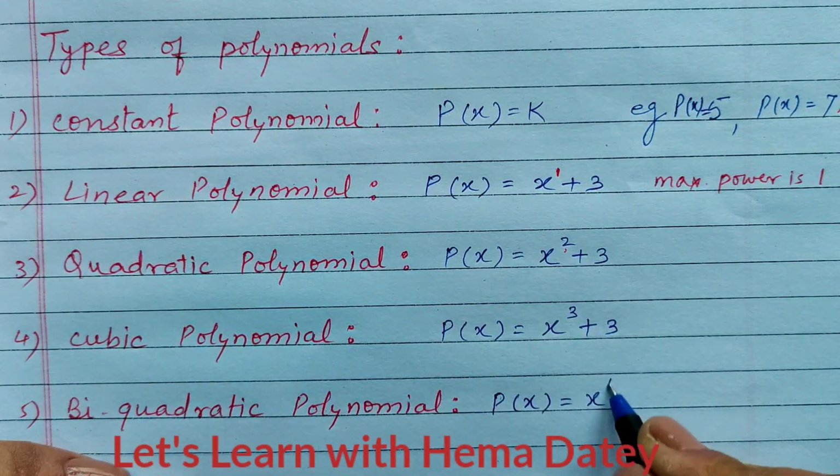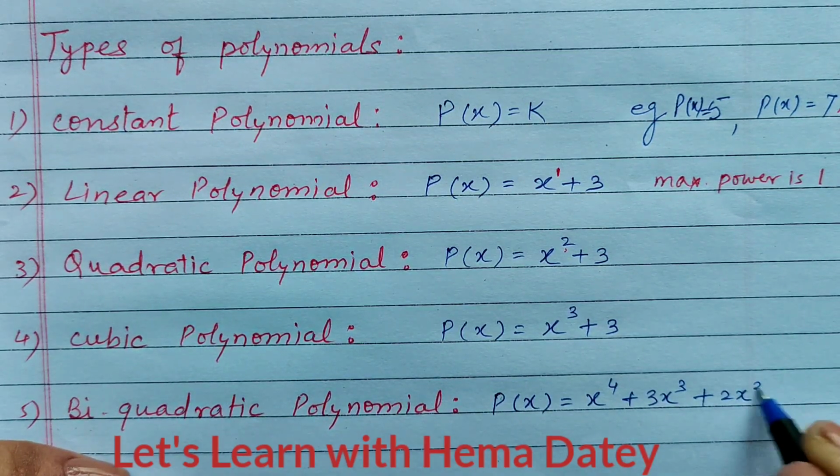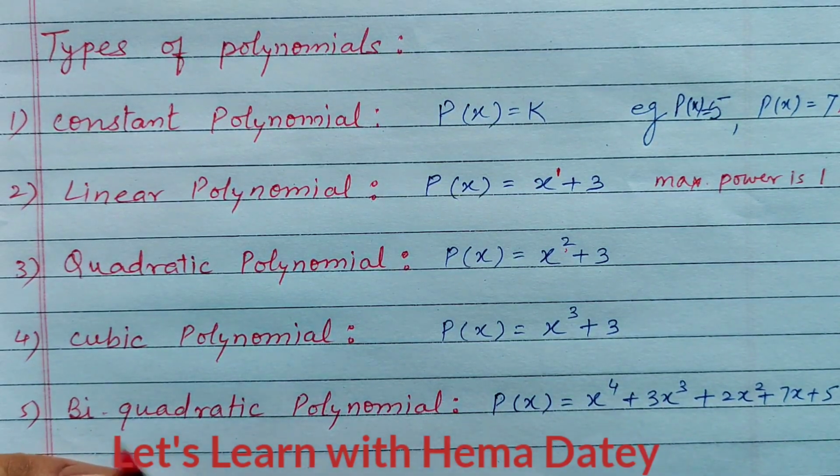Next type is a biquadratic polynomial. Example p(x) equals x4 plus 3x cube plus 2x square plus 7x plus 5. Here the maximum power of x is 4, so the degree of this polynomial is 4.